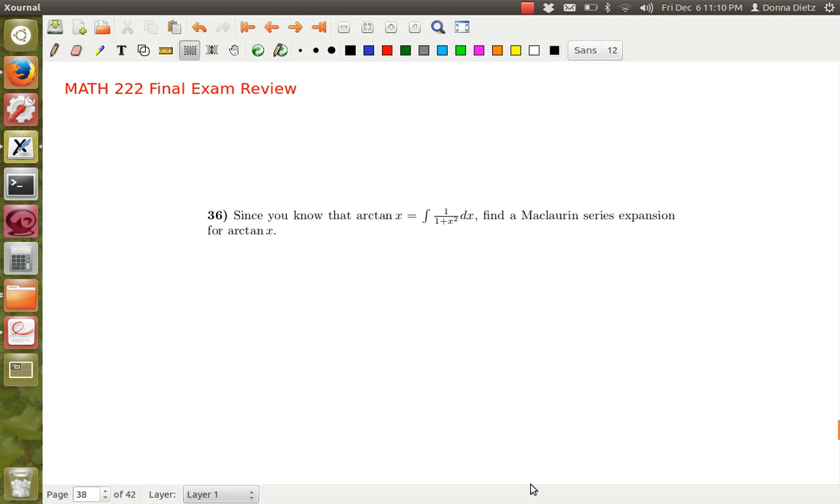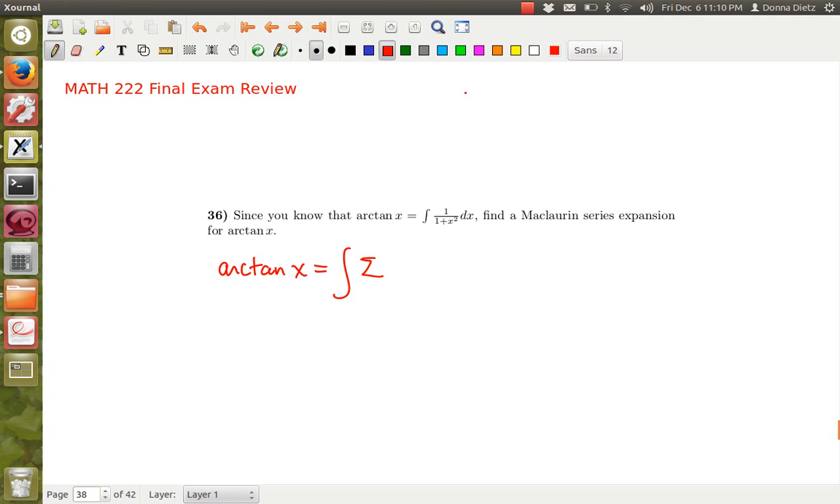Okay, so since you know that the derivative of arctan is 1 over 1 plus x squared, or it's written as the integral of 1 over 1 plus x squared is arctan. Okay, now it says find a Maclaurin series expansion for arctan x. So what it means is we're going to do term by term integration. Okay, so arctan x is equal to the integral of, whoops, what's inside here?